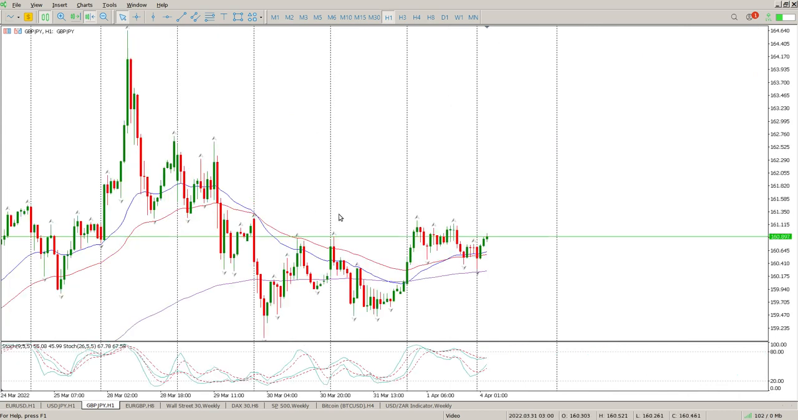So you can see we do have a level drawn. No, we don't have a level drawn in there. We should have a level drawn in there. That is the area we need to pay attention to. So it's 169.00. A break above that and a retest of that area, we're looking for a move to the upside.